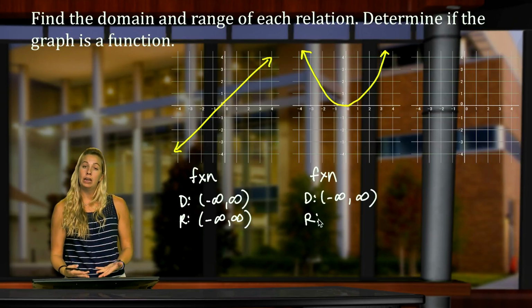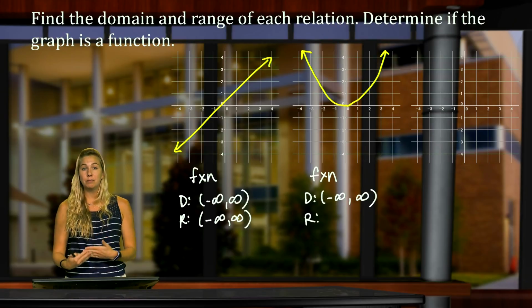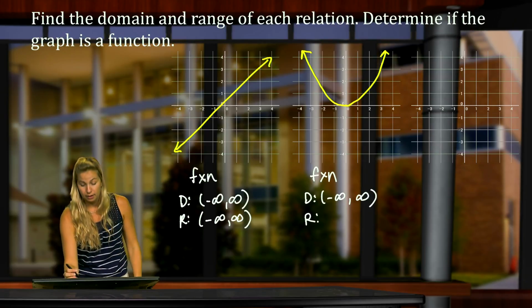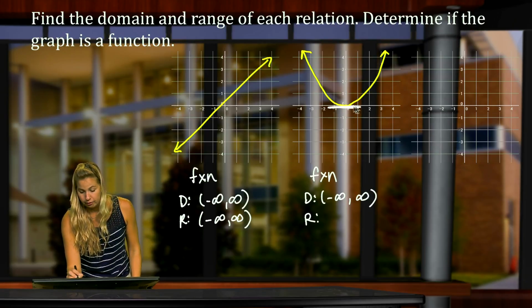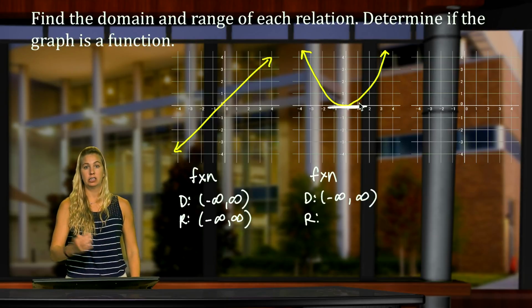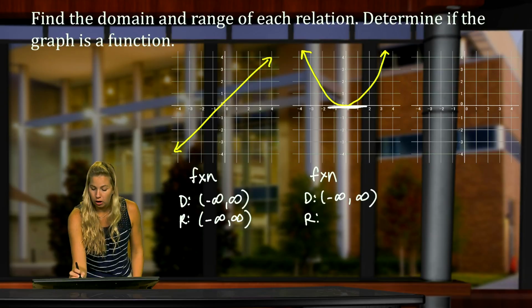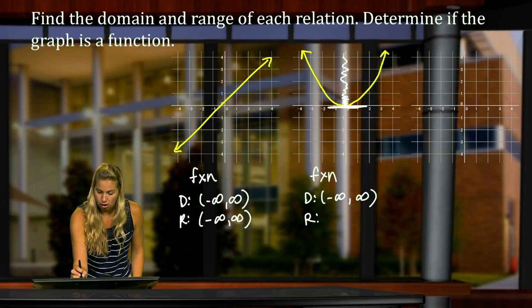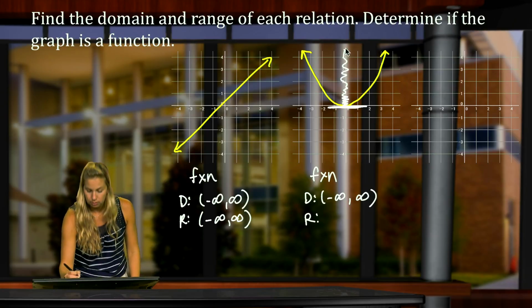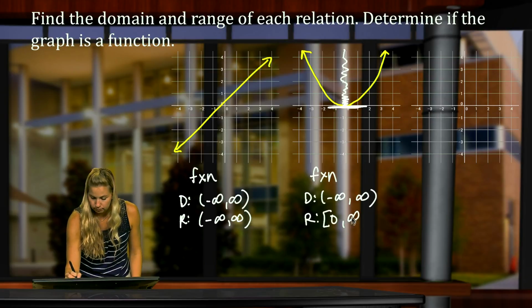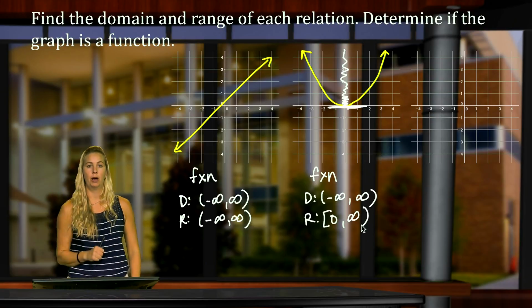However, with the range for this graph, we can see that it is bounded, at least at the bottom, isn't it? If I look down here, the graph stops right there. It doesn't go beyond the x-axis. So the range is going to be from 0 and then all the way up to positive infinity, because it will continue to go up forever and ever.